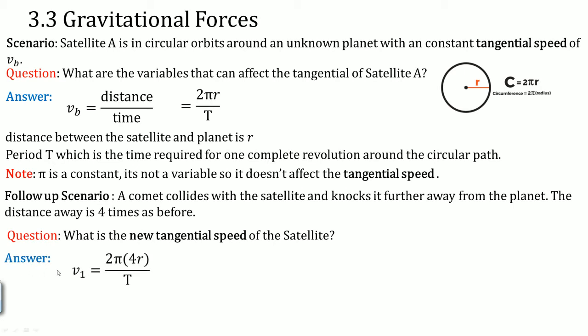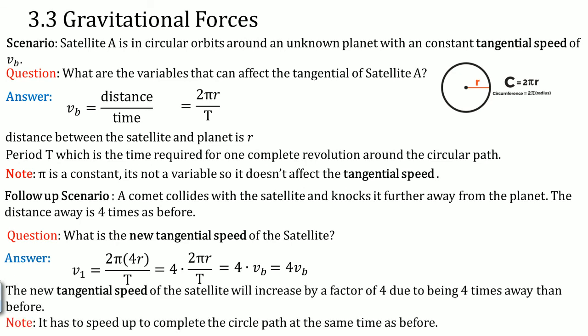The equation is 2 pi r over capital T. The new r now plugs in as 4r. I'm going to bring the 4 out in front, leaving me with 2 pi r over T, which was just my velocity VB, which is my original velocity for the tangential speed. So it is going to be 4 times the original tangential speed.